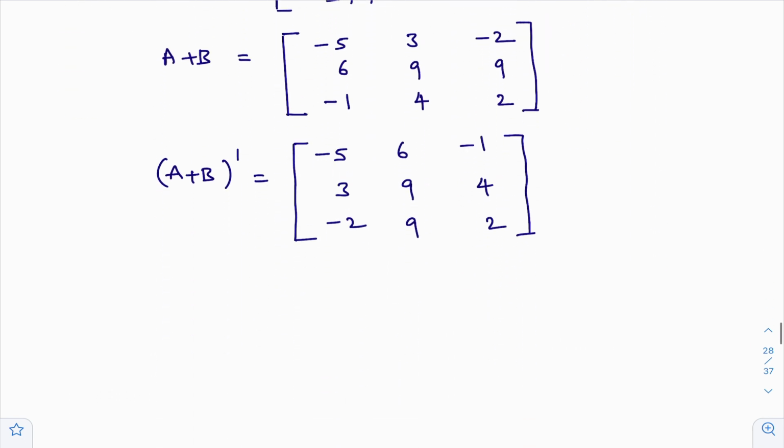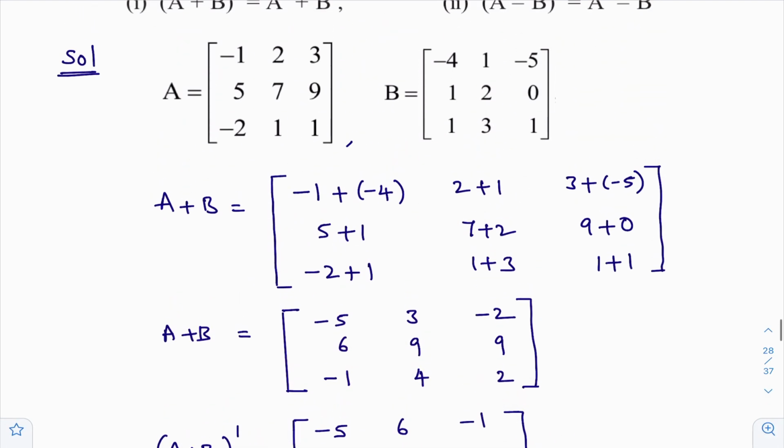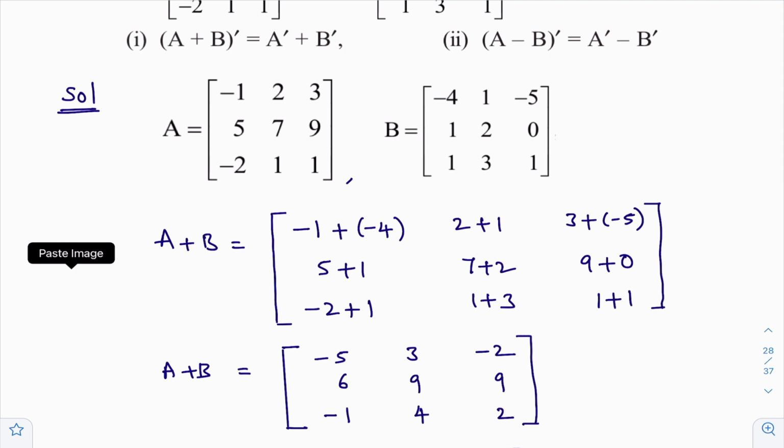I'll take it as equation 1. Now I need to calculate the right hand side part. We are verifying the first bit. I'll write here, we are verifying the first bit.